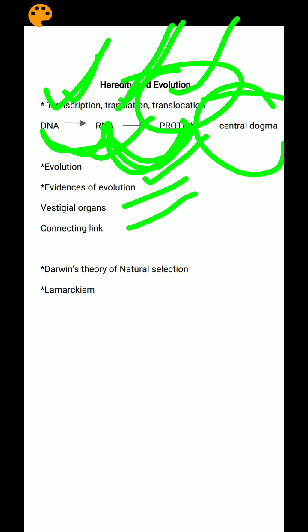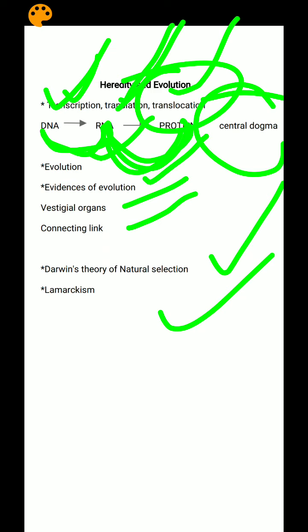Vestigial organs are organs which are not in use in the body, but that organ may be used in some other organisms. For example, wisdom teeth is an example of a vestigial organ. Coccyx is a vestigial organ. Connecting links means a connection between two classes. Suppose an animal which connects annelida and arthropoda, that is a connecting link. We will discuss later. Next there are two key concepts which are very important regarding this chapter.